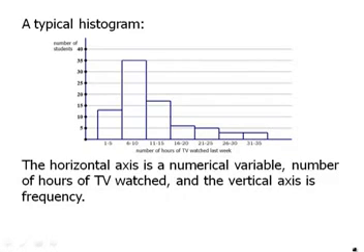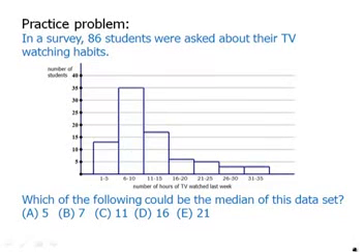And notice again, the categories are not different discrete variables. They're ranges of a quantitative variable, the number of hours of TV watched last week. We're just looking at subdivisions of that particular variable. So here's a practice question. Pause the video and then we'll talk about this.